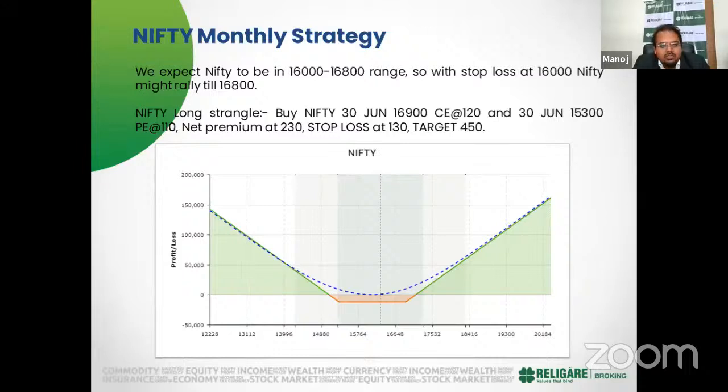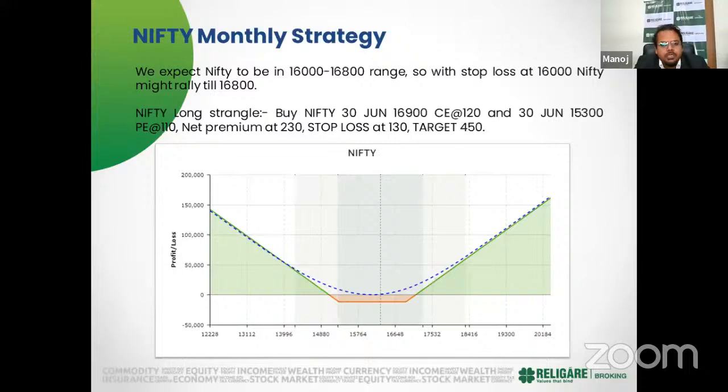So these 2 days, Saturday and Sunday, even though the net premium is around 230 to 235, we might get it closer to 220 rupees. So the strategy that we suggest is go ahead and buy the month end, which is 30th June, 16,900 strike for the Nifty. The call option is around 120, and you combine it with the 15,300 put option at 110 rupees. The net premium you pay would be around 200 to 230.